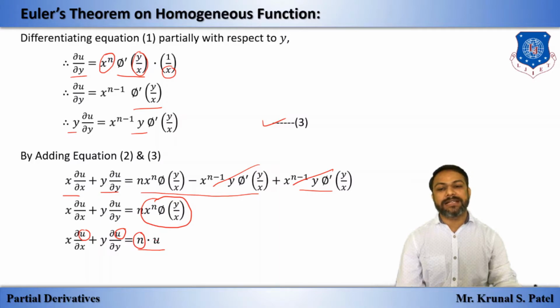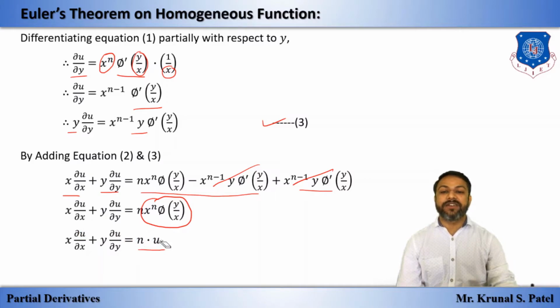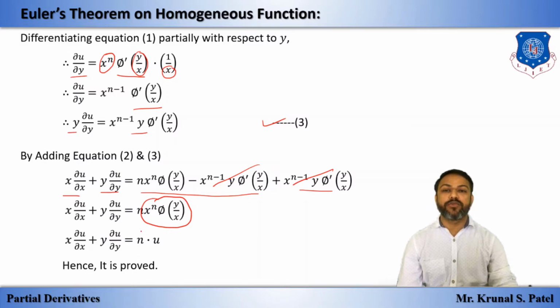So we will get the answer n into u. For that you have to first check that the given function is homogeneous, and hence it is proved. Okay, this is the proof of Euler's theorem on homogeneous functions.